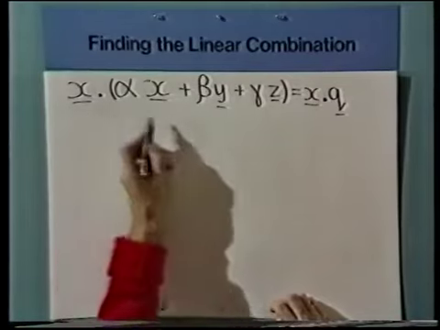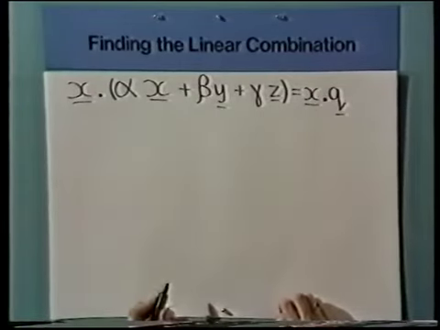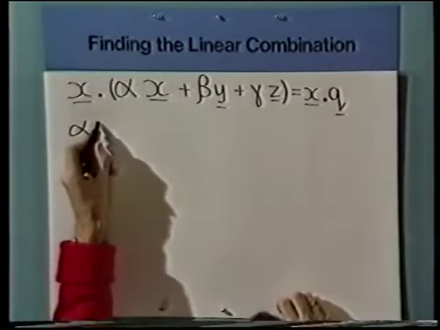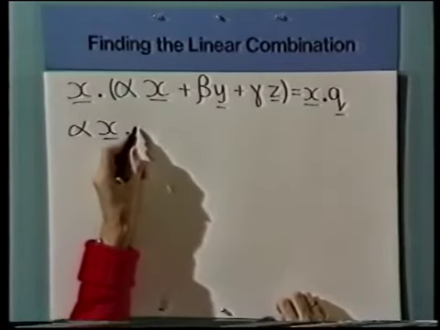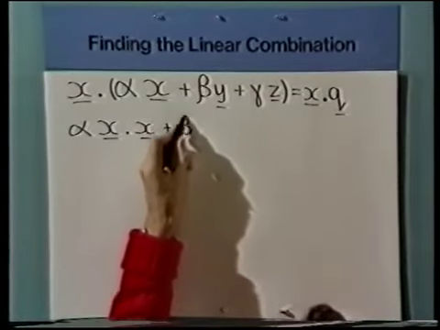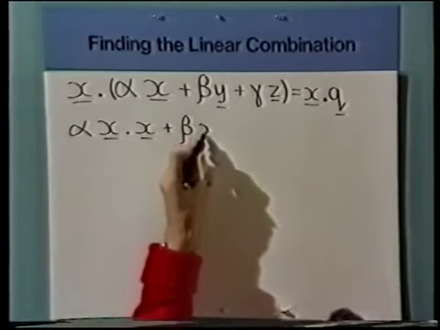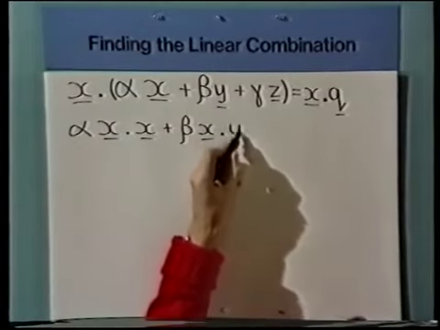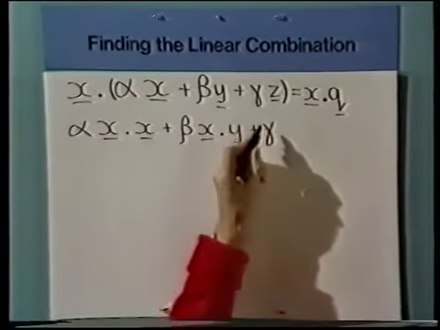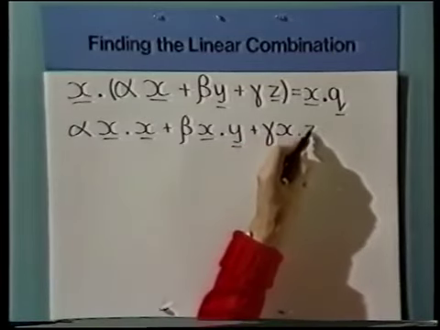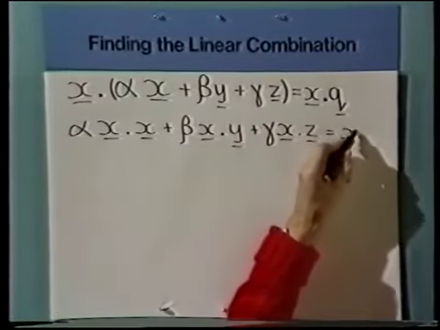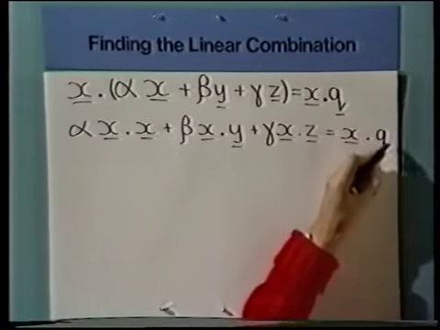The next step is to take this left-hand side and break it up into three separate terms. So the first term is alpha into x dot x, plus beta into x dot y, plus gamma into x dot z. And that's equal to x dot q.